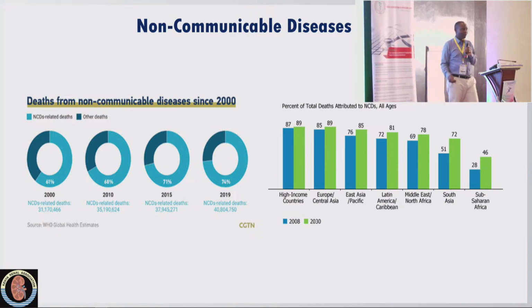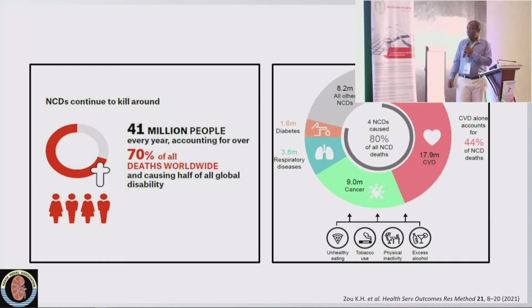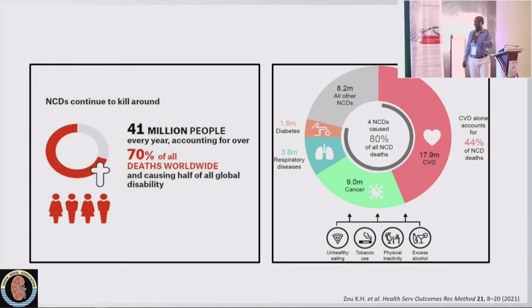And therefore, we have to be prepared for the fact that there's a non-communicable disease epidemic that is hitting us slowly because of changed lifestyle. They continue to kill a lot of people. Around 41 million people every year are killed by non-communicable diseases, accounting for 70% of all deaths worldwide. Of these deaths, cardiovascular disease accounts for 44% of them. It's quite a big chunk. Then cancer, respiratory disease, and diabetes contribute to 80% of these non-communicable disease deaths.